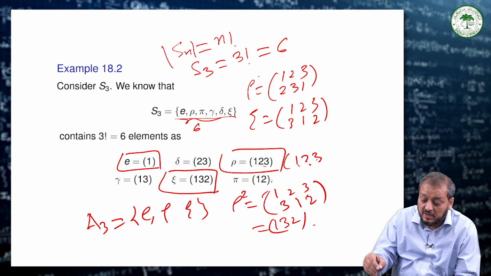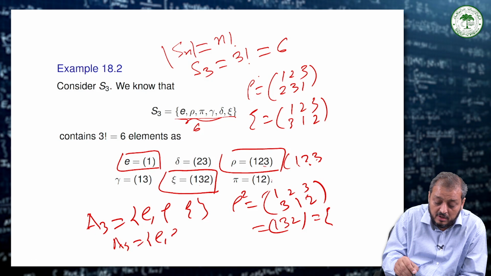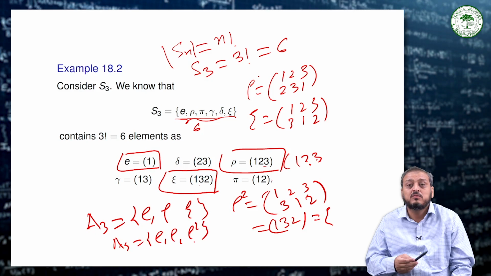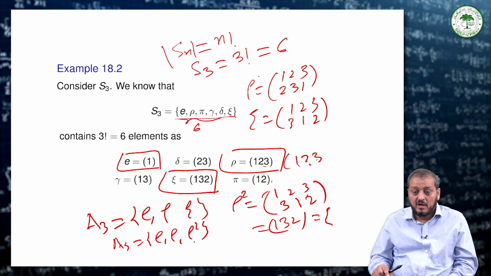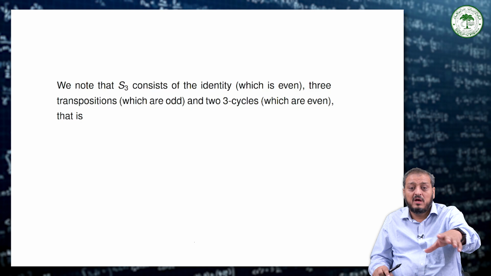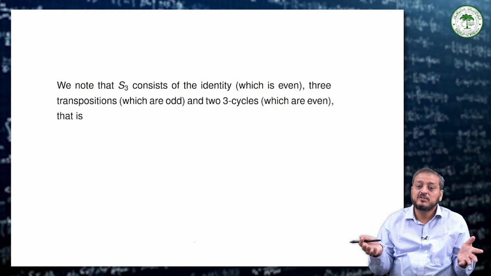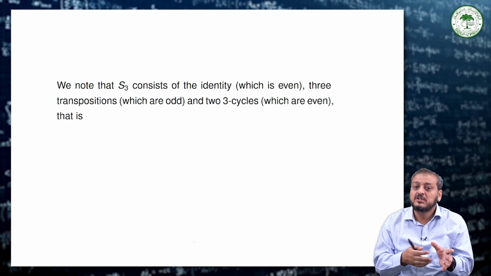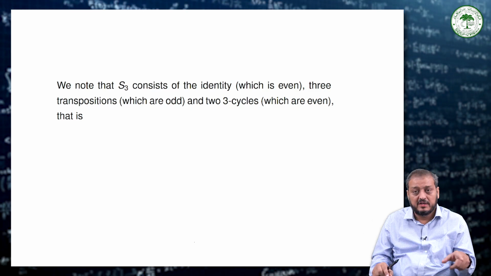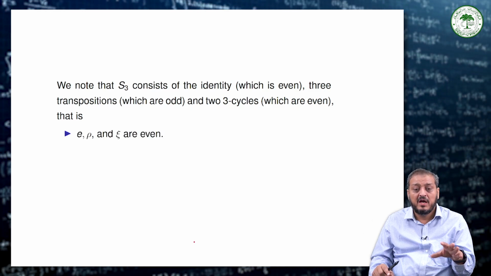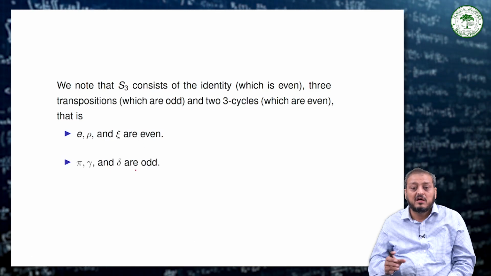So, clearly this is a zeta. So, this A3 can be written in the form of e, rho and rho square. So, the elements of A3 are e, rho and rho square. We note that S3 consists of the identity, which is even, the 3 transpositions, which are odd, and the 2 three-cycles, which are even, as I already explained. So, this means these are the even and these 3 are the odd.